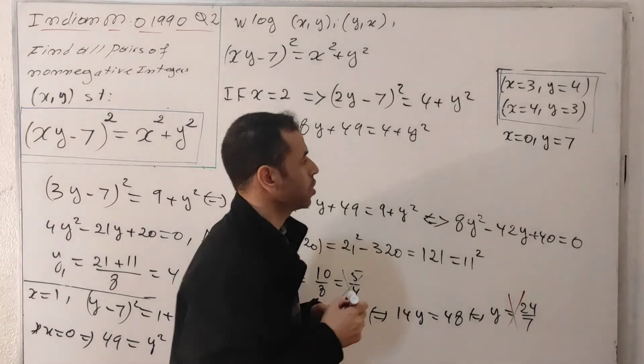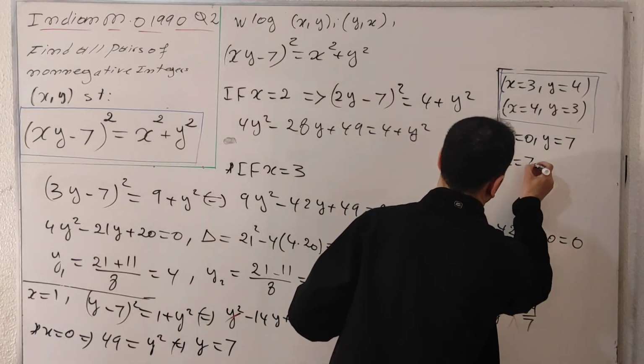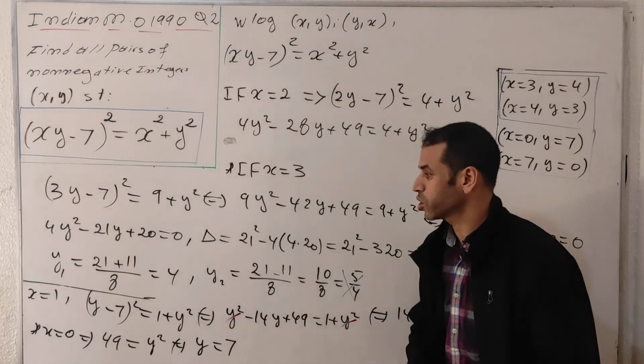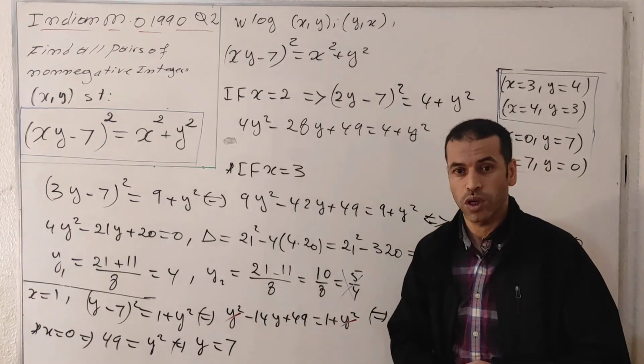Since we have a symmetry here, we also have x equals 7 and y equals 0 as a solution. Okay, so these 4 solutions are the only solutions that we have. So I have finished with this problem.